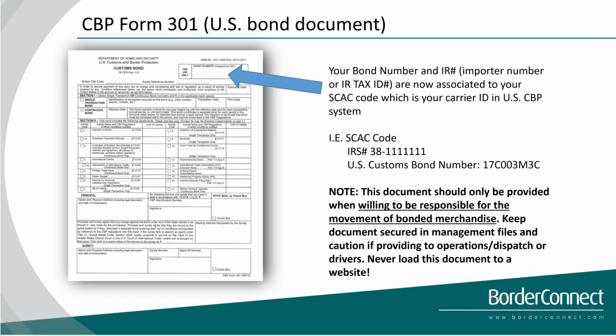So on the screen, you see a Form 301. This is called the actual bond document that is issued after the surety company has filed and the carrier has posted. It is issued by CBP after you've become a bonded carrier. It will include your SCAC code. It's tied to your SCAC code. It's tied to your tax ID number. And the U.S. customs bond number is what will be provided or included in the filing.